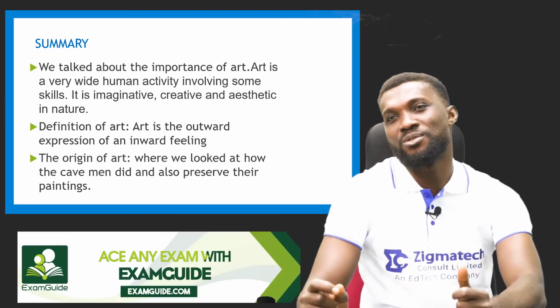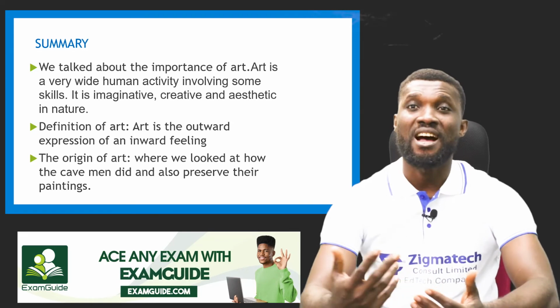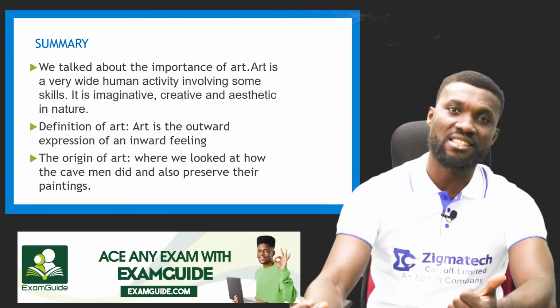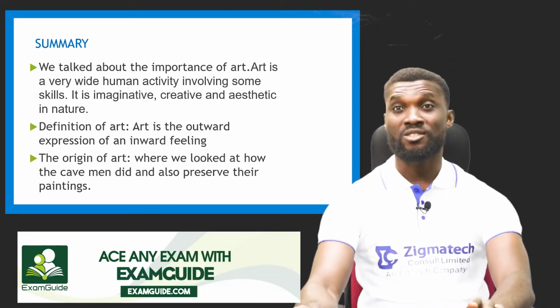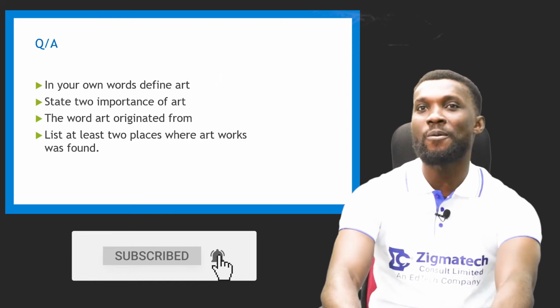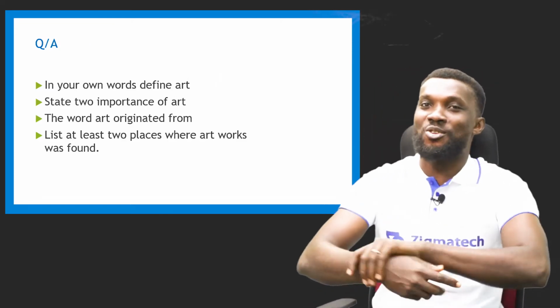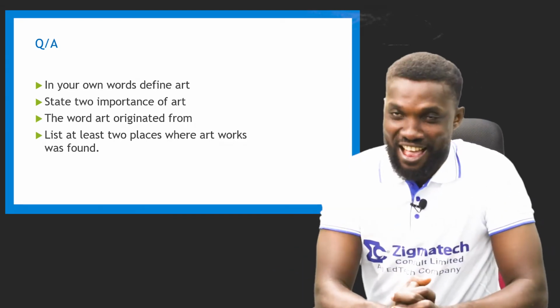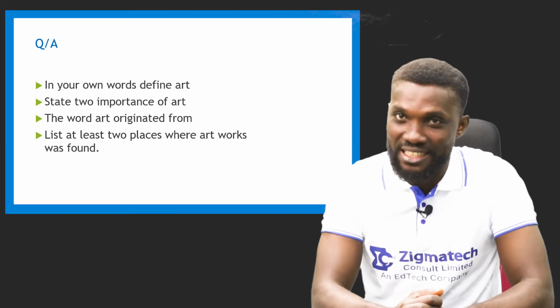And then finally, we also talked about what? The origin of art. Where we looked at how the cavemen made some of their paintings and preserved some of their works. These and even more are some of the things we taught in this class. Okay, so now I'm going to ask us some few questions and then test us and see how far we've gone or how well we did.